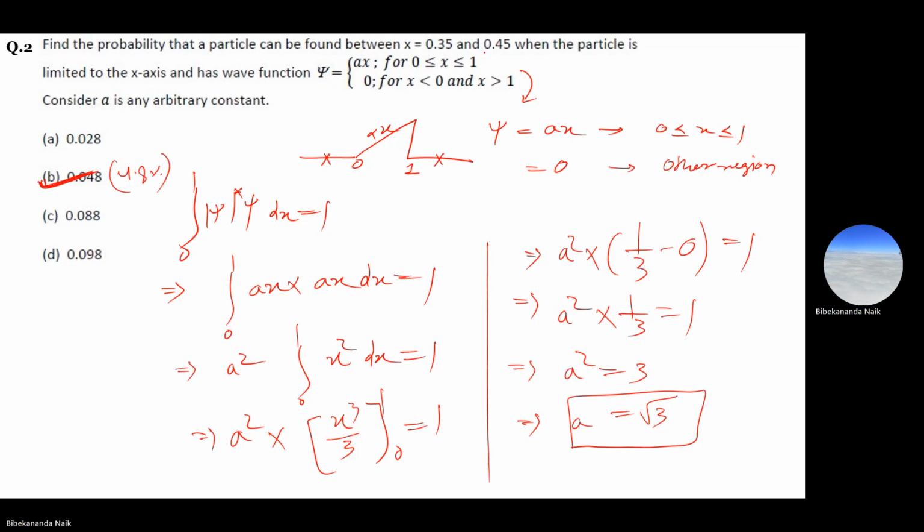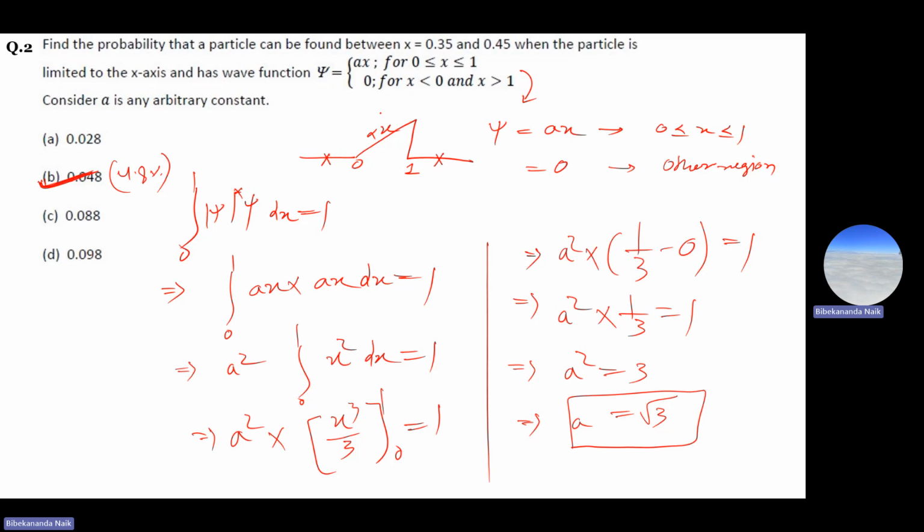So you see the wave function is such that the probability of finding the particle is only 4.8% between 0.35 to 0.45, because the nature of the wave function is increasing. If the wave function were equiprobable in all the space, then between 0.35 to 0.45 it should have been 10%, because the change is only 0.1.